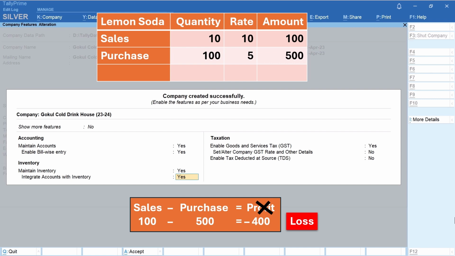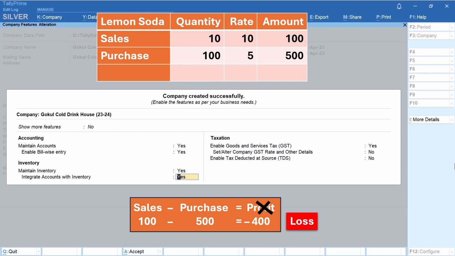So what? If I have 90 bottles with me, what difference does it make? My sale minus purchase is my profit, and so I have got a loss of 400. No, sir. What I think, maybe tomorrow we may sell these bottles even at no loss, no profit. We may possibly earn a profit.